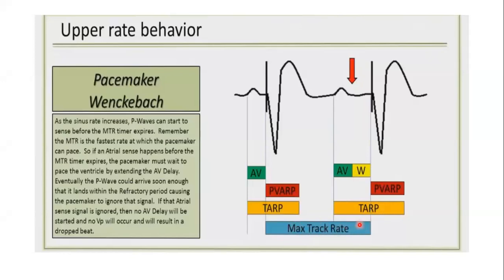This is the rate at which you have set your heart, that it can never go beyond. The pacemaker can never pace faster than this. So it will continue to wait. It waited for this duration before it now paced at the end of the maximum track rate. If you look at it, you will see that the PR interval here is shorter than the PR interval from this point to this point because of this waiting period that it has to do.